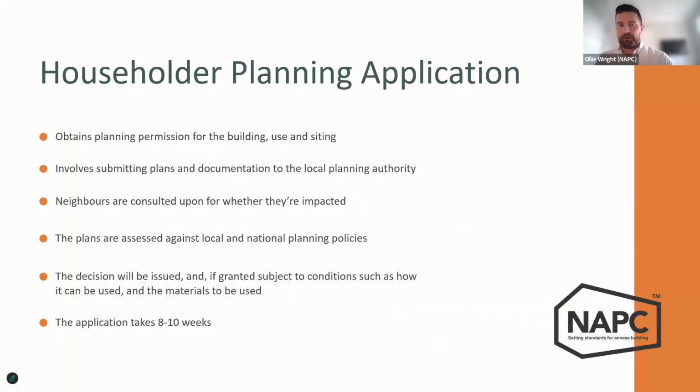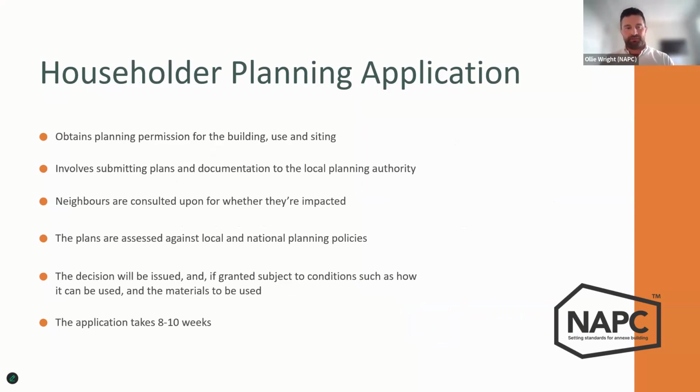Well, the first one, the householder planning application, perhaps you're familiar with this. This is the application you would use to do any works to your house that need permission, loft extension, rear extension, whatever it's going to be. Any works planned to your house that need permission, you would use a householder planning application.